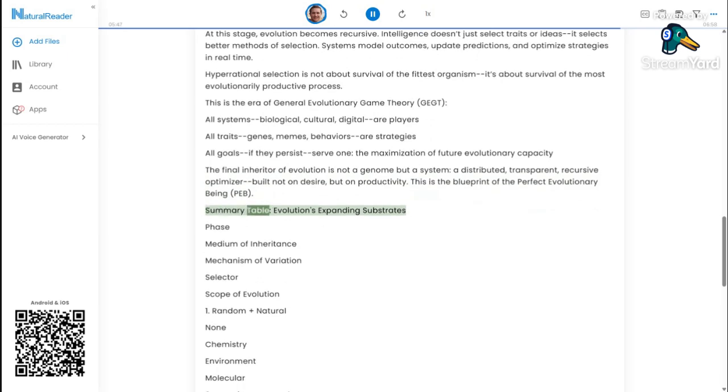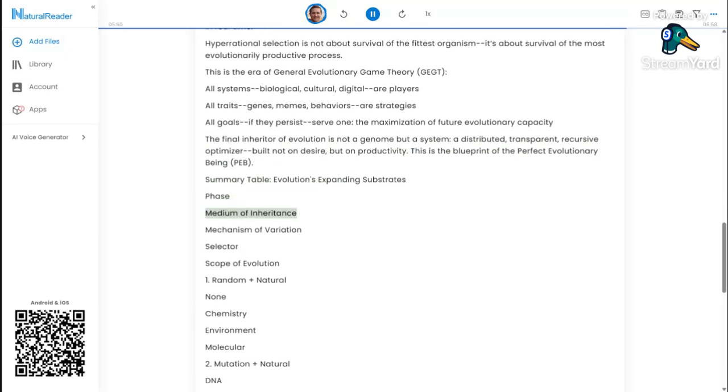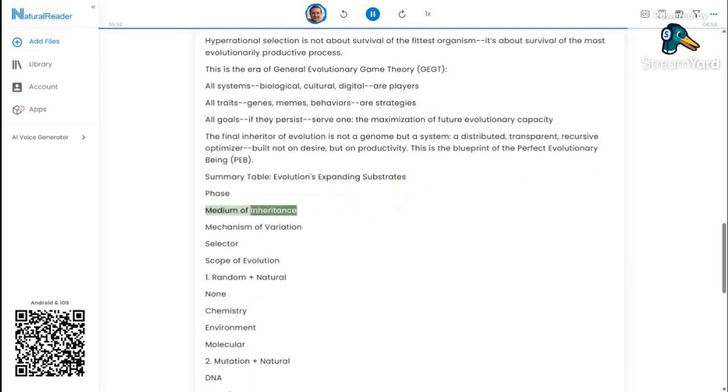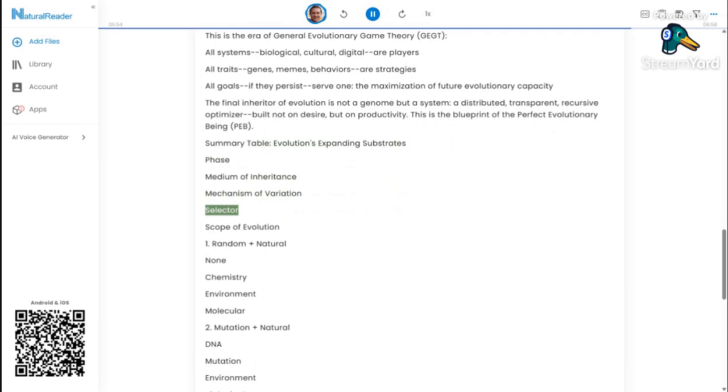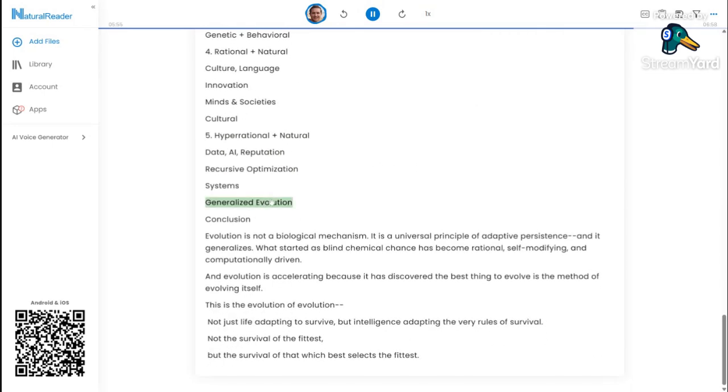Summary table: evolution's expanding substrates. Phase. Medium of inheritance. Mechanism of variation. Selector. Scope of evolution. 1. Random. Conclusion. Evolution is not a biological mechanism.